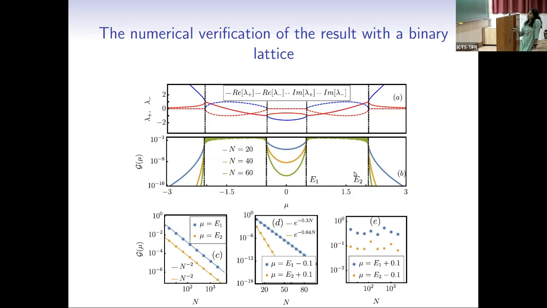So we have the real eigenvalues only. And at the band edges, we have an exceptional point. And inside the band edges, we have the eigenvalues as a complex conjugate pair. As a consequence, if you look at the conductance with chemical potential, we see a non-analytic change at the band edges. Outside the band edges, it is exponentially decaying. Inside, there is ballistic behavior, and exactly at the band edges, we have seen subdiffusive behavior.